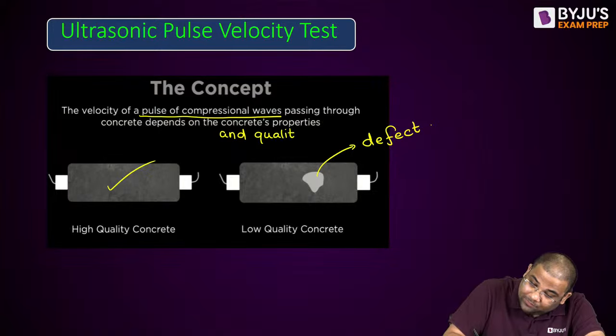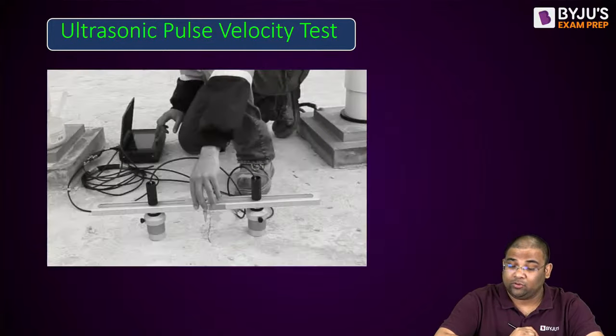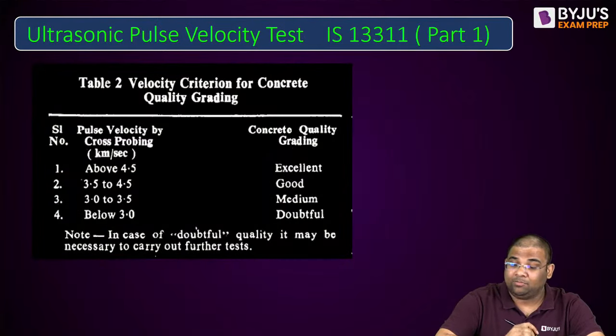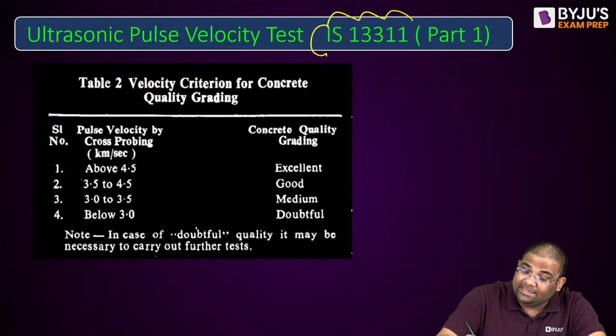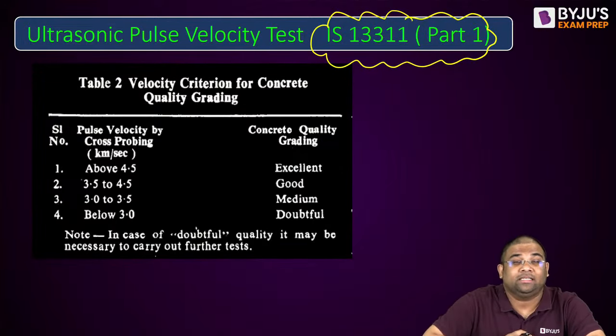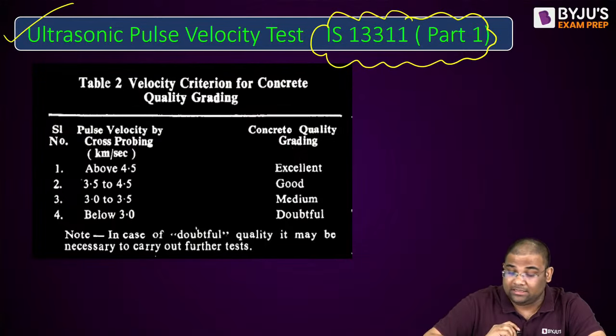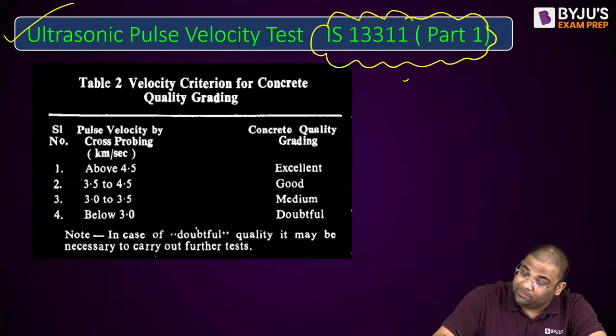Now this ultrasonic pulse velocity test is conducted as per which code? It is conducted as per IS 13311 Part 1. This might be an objective question in the examination, that the ultrasonic pulse velocity test is as per which code. It's very easy to remember.